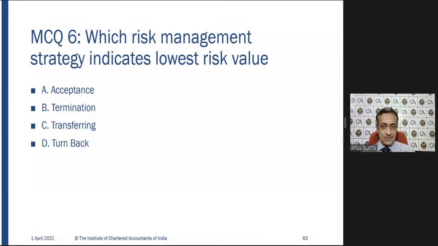Very, very intelligent question. Which risk management strategy indicates lowest risk value? So now because you have the question, let me go back to the definition. So acceptance, termination, transferring, and turn back. Lowest risk value. So what are the strategies? Accepting, termination, transferring, turn back, and mitigate. Mitigate has not been brought as an option, but that is also an option, which has a lowest risk value. Of these 4, which risk is going to have the lowest value? So you answer question 6. I'll go ahead.